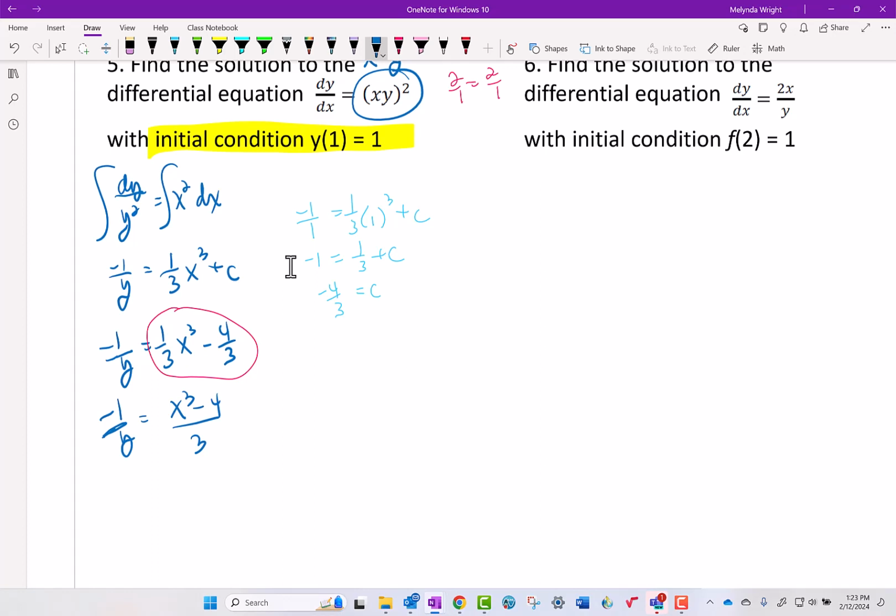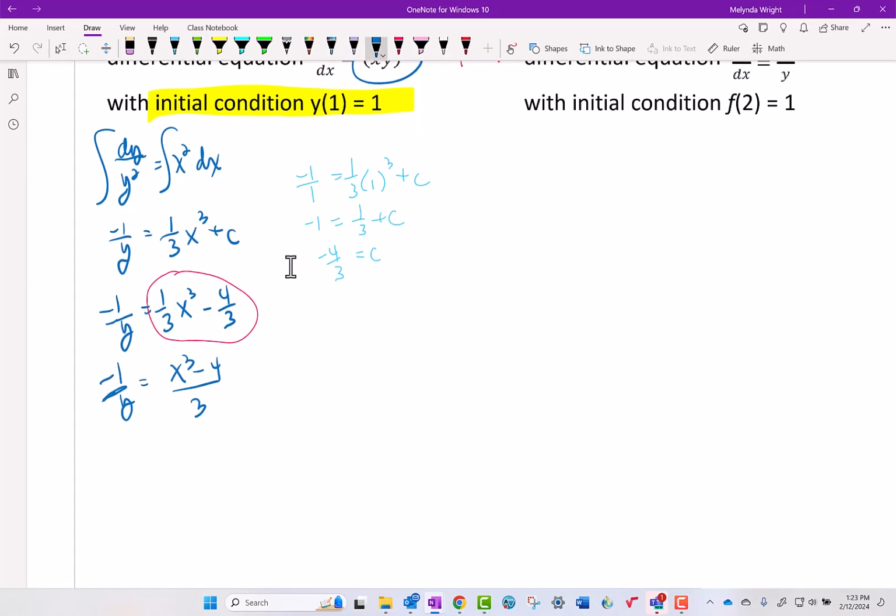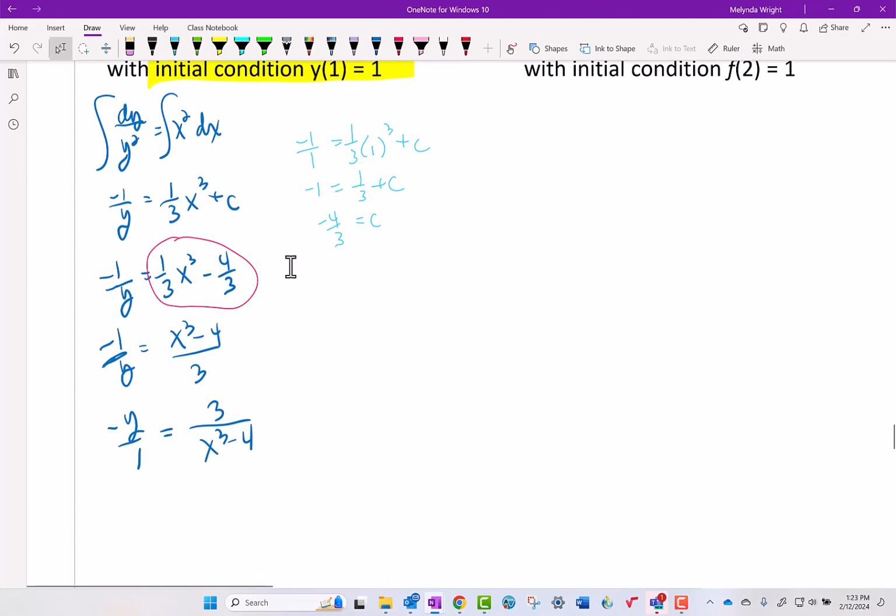Now I'm going to flip them both upside down. So this turns into -y/1, and this turns into 3/(x cubed minus 4). And that is perfectly legitimate. My last thing would be to multiply both sides by -1, right? I need y by itself. So I'm going to have y equals -3/(x cubed minus 4).